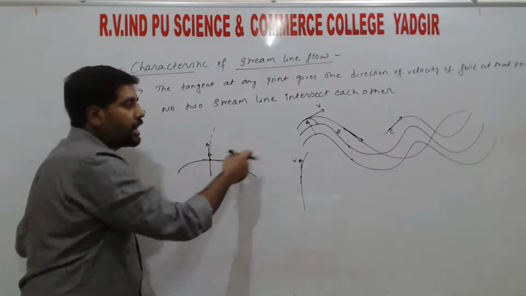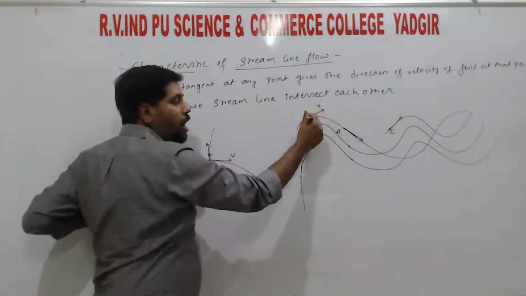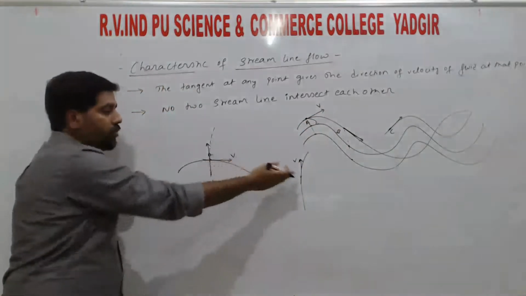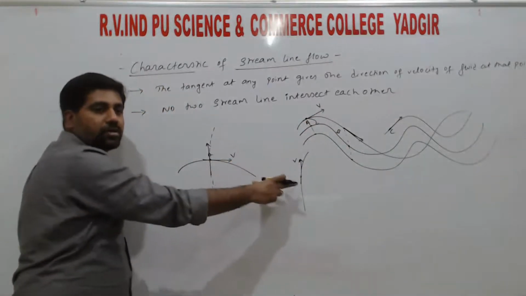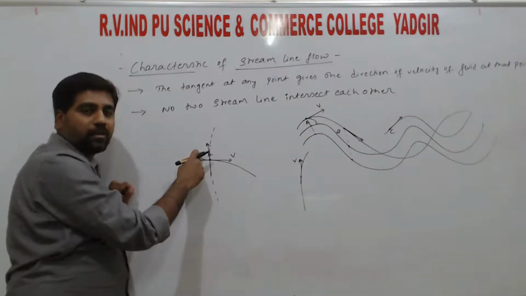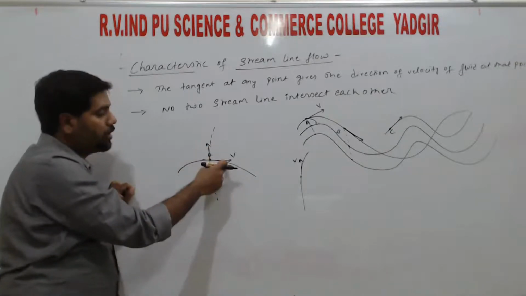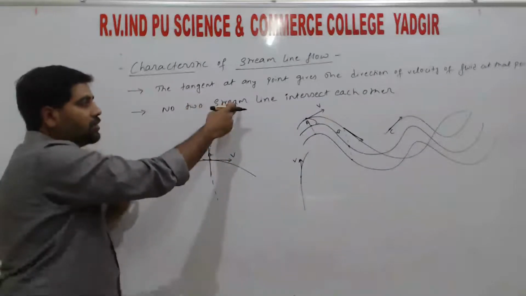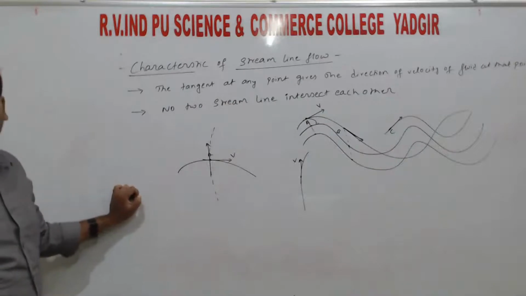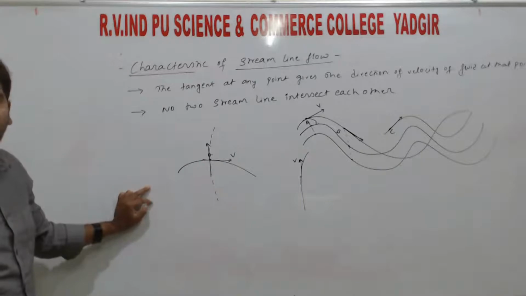So why? Because the tangent gives the direction of the velocity of the fluid. So one tangent shows the direction of velocity at a particular point. But when the two streamlines intersect, we get two directions there. So two directions is not possible at a particular single point. So hence this is not a possible case. So hence no two streamlines ever intersect each other, right? So these are the two characteristics of the streamline flow, right?